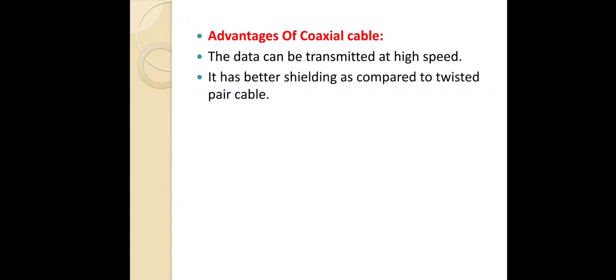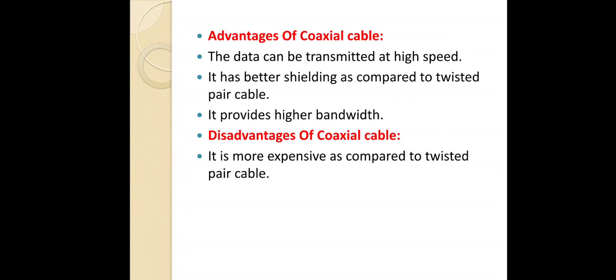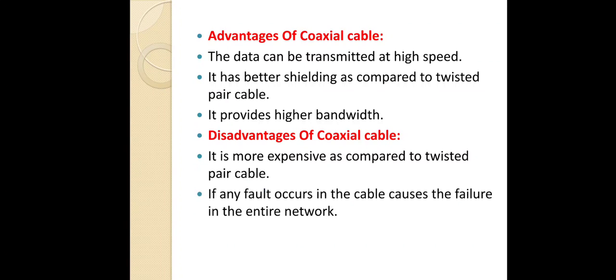Here we will discuss the advantages of the coaxial cable. The first advantage is that data can be transmitted at higher speed. It has better shielding as compared to twisted pair cable. It provides higher bandwidth. The disadvantages of coaxial cable are that it is more expensive as compared to twisted pair cable. If any fault occurs in the cable, it causes the failure of the entire network.